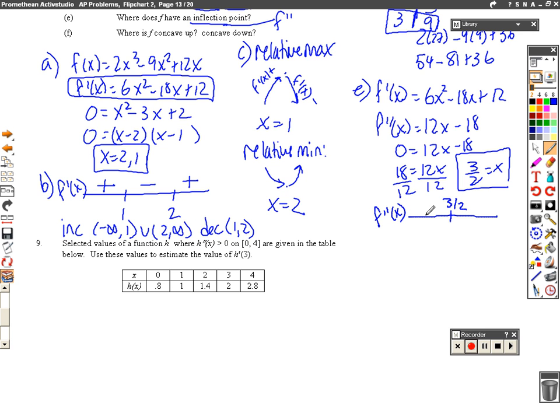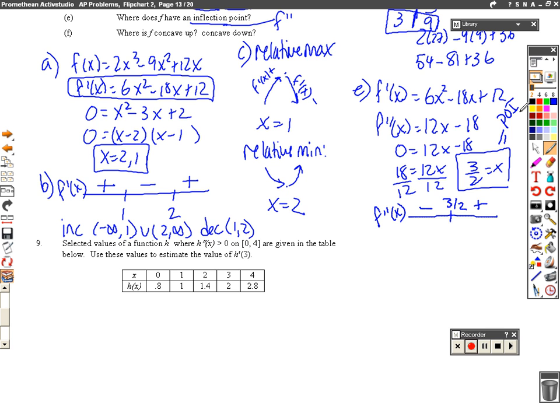We do the second derivative test. Plug in a number to the left, and we're plugging this into the second derivative. So I'm going to plug in 0. That's negative. Plug in a number to the right, maybe like 2. 12 times 2 is 24 minus 18. That's positive. So this is a point of inflection. POI, as we said in class.